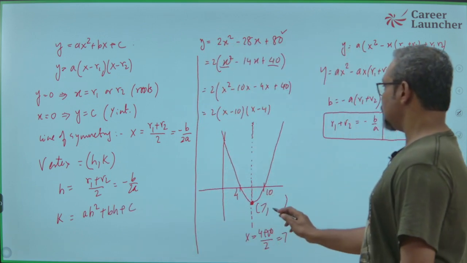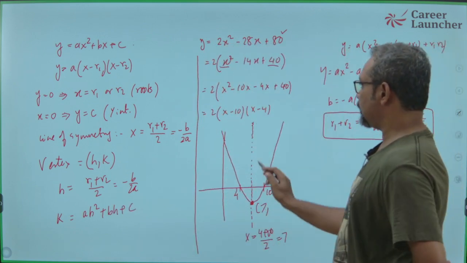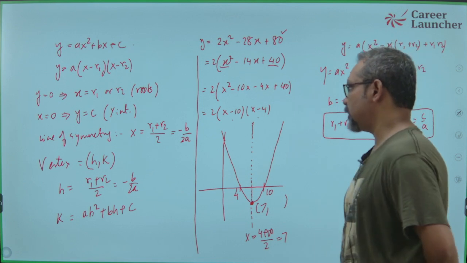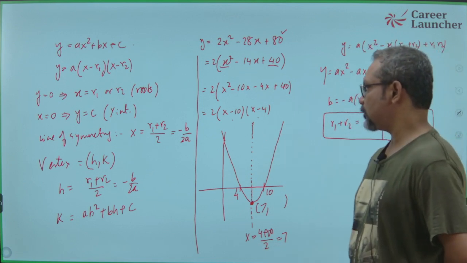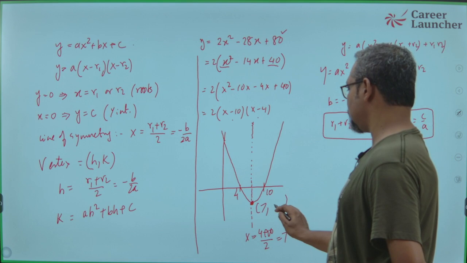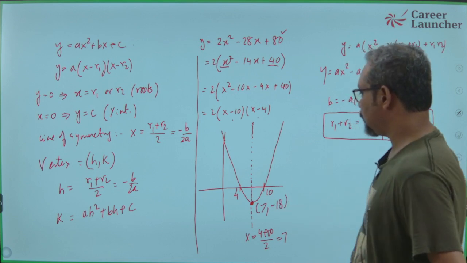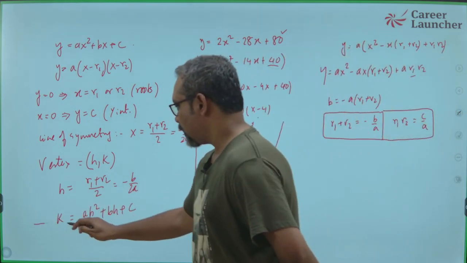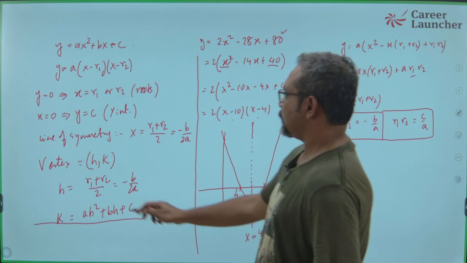So here in this equation, if I plug in 7, it is easier to plug in here: 7 times 7 minus 10 minus 3 times 3, so minus 9 times 2, minus 18. So that means the vertex is 7 comma minus 18. Here it is h comma k.